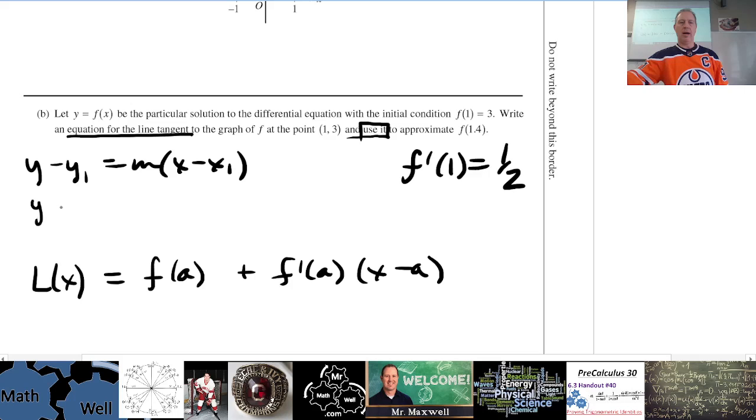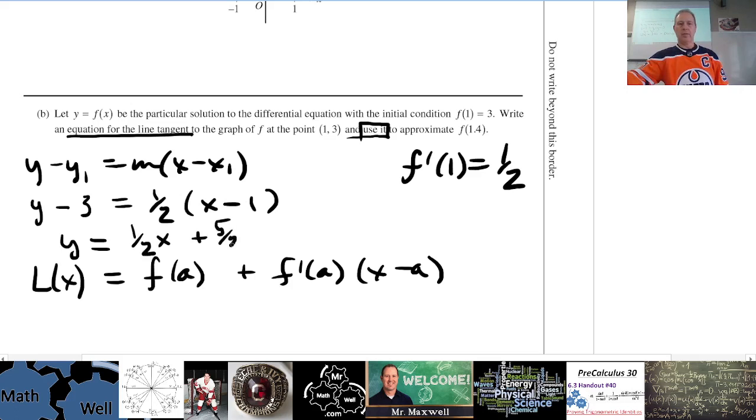So let's go y minus 3 equals 1/2 times x minus 1, which is going to be y equals 1/2 x minus 1/2 plus 3, which is plus 5/2, I guess. Okay, so that's writing the equation of the tangent line. That's the first part. Does that look good to you guys?